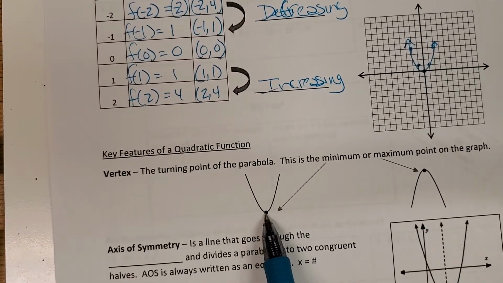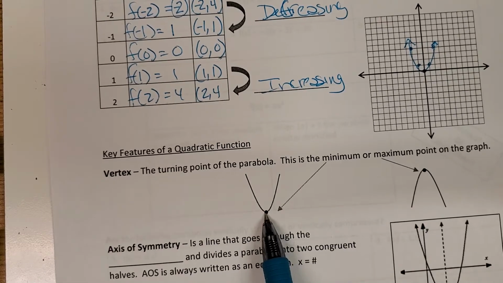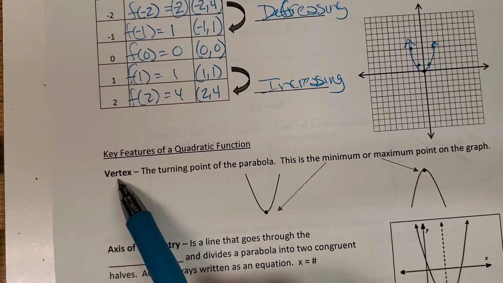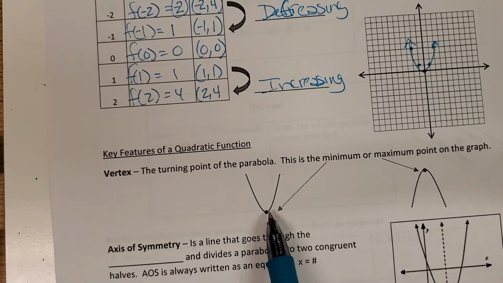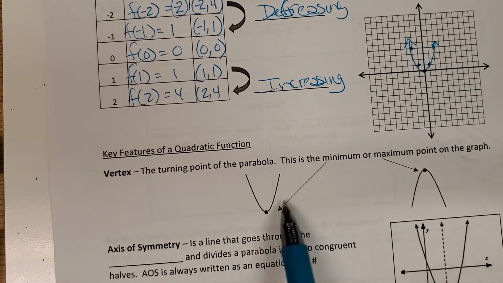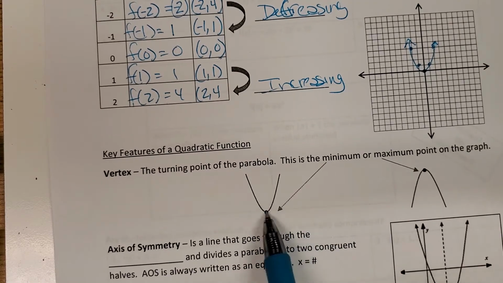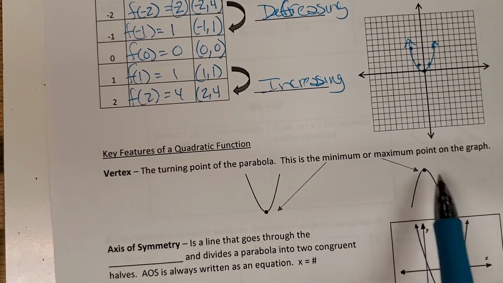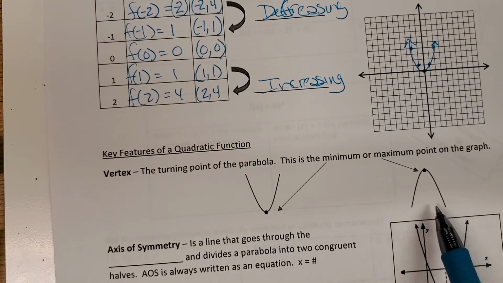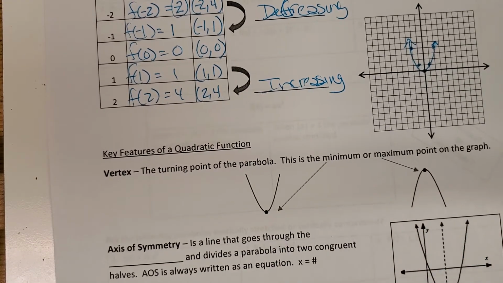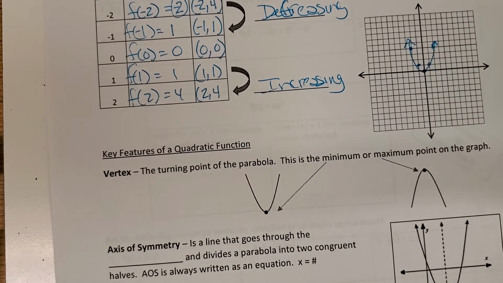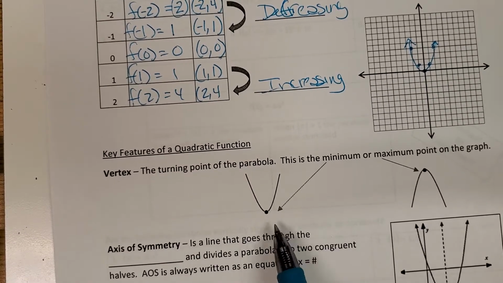And that turning point where it stops decreasing and starts increasing, or vice versa, is called the vertex of the parabola. Now the vertex is the minimum point, the lowest point, if the parabola opens up, but it is the maximum point if the parabola opens down. You're going to be asked questions like that: what is the minimum or what is the maximum of this equation, function, graph? You need to know that it's talking about the vertex.